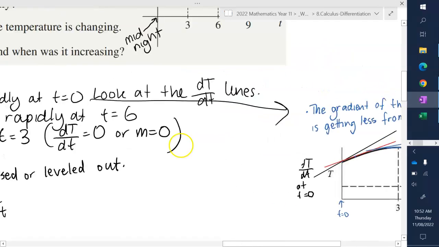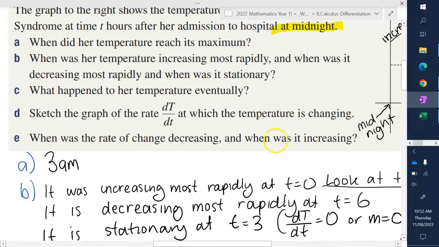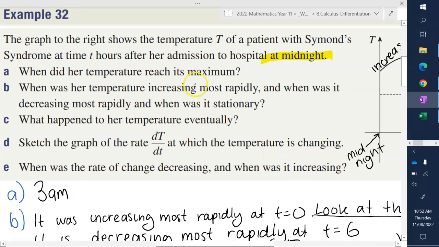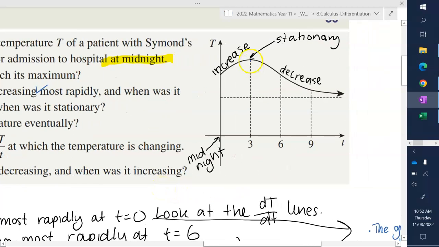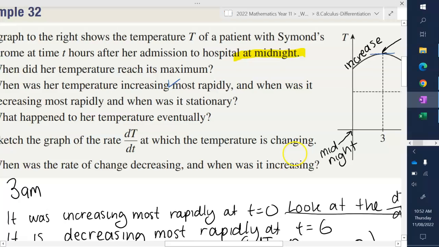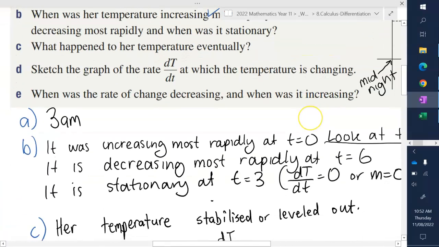It also said when was it decreasing and when was it stationary. So we've done increasing. It's stationary. Well, that was easy. We've already looked at stationary. Stationary occurred at t equals 3 hours, so 3 o'clock in the morning. That's when we had our gradient equal to 0. It was the turning point. And when was it decreasing most rapidly?